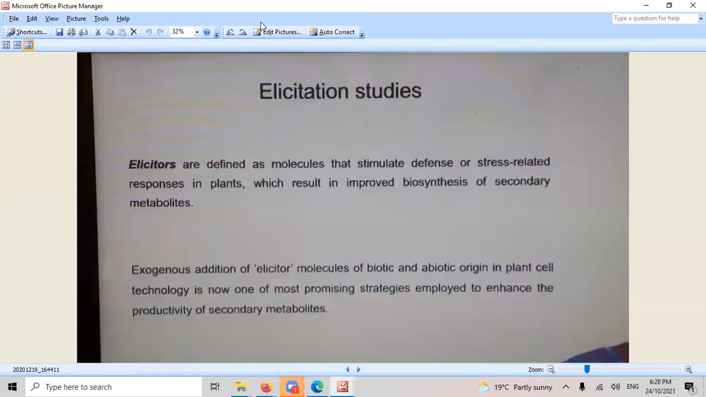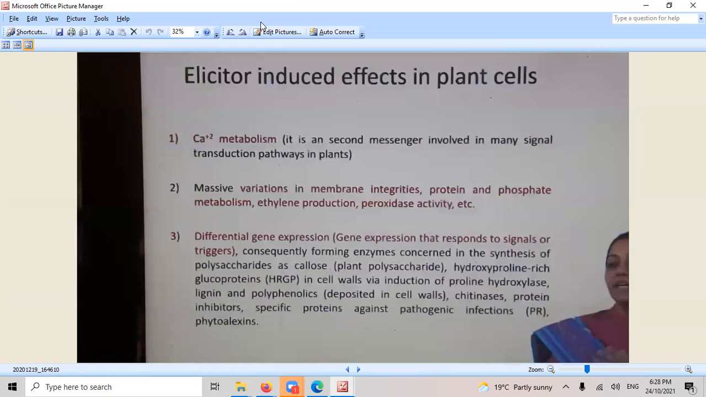Elicitors. Elicitors are defined as molecules that stimulate defense or stress-related responses in plants. So an elicitor could be a bug, it could be a wound that you've done, it could be from wind constantly on it. An elicitor is an object or item or something that causes the stimulation of the defense or stress. Elicit.